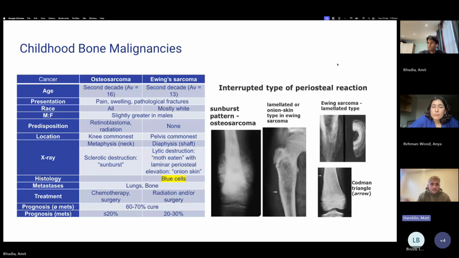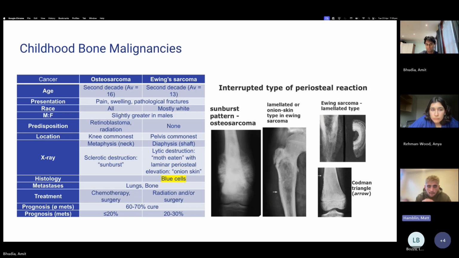Okay. So this is just quite a nasty slide. There's a lot going on here, but the key stuff that UCL like to test are these typical findings on imaging. So in osteosarcoma, you see this sunburst pattern. It's quite self-explanatory. It's just kind of like an eruption outside of the bone. And in Ewing's, you get this onion skin. As it describes, this layering around the bone can cause almost like a bulb around the bone of just multiple layers. And then Codman's triangle.